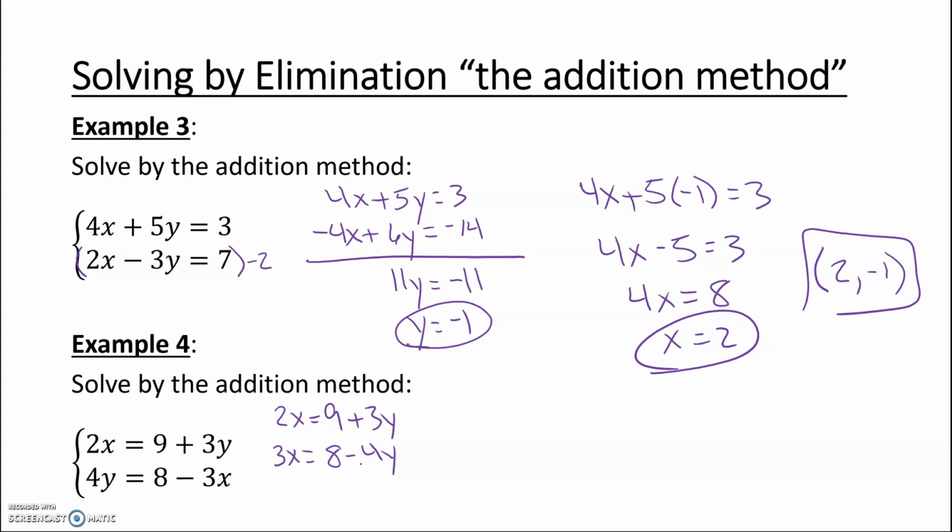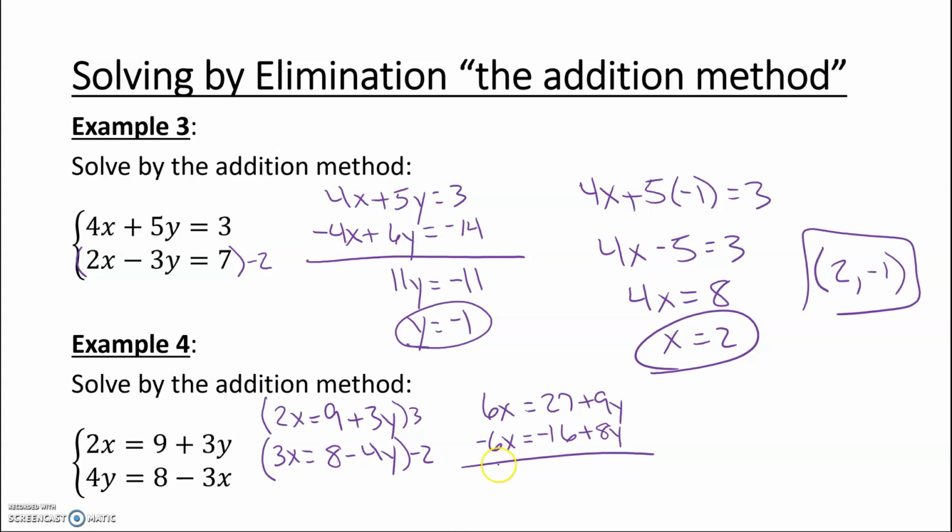Now that everything's lined up, you pick how you want to multiply or divide. In this case, you're going to have to multiply both. So I'm going to go ahead and make my x's eliminate. So I'm going to multiply this by 3 and this by -2. So we've got 6x equals 27 plus 9y. And then -6x equals -16 plus 8y.